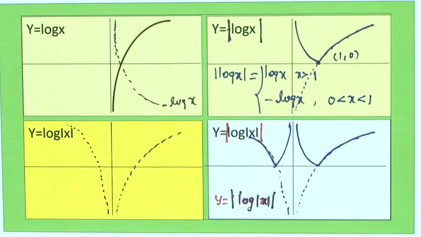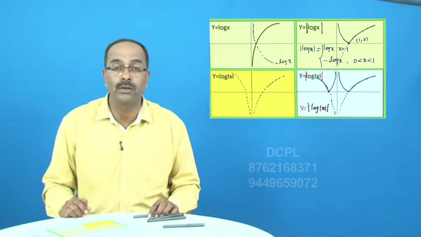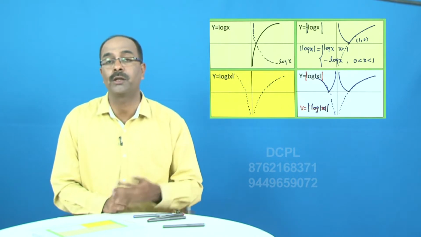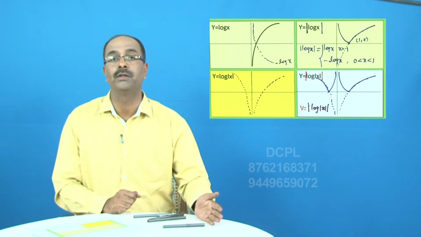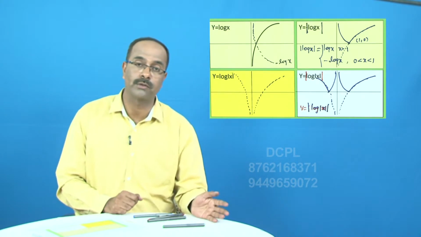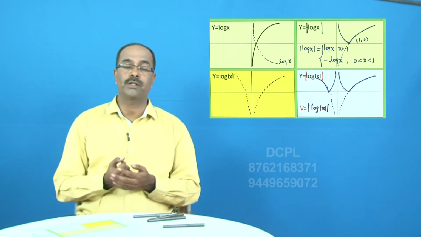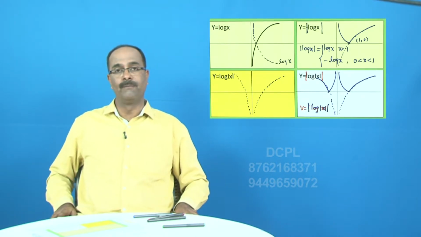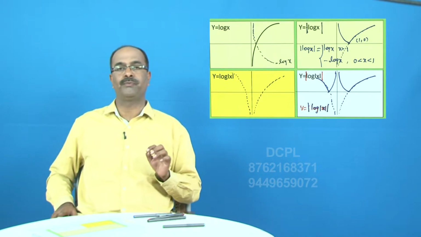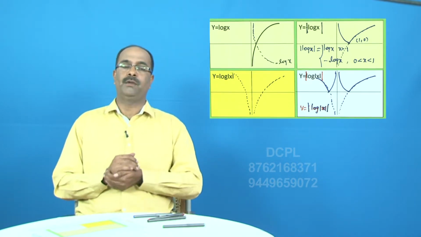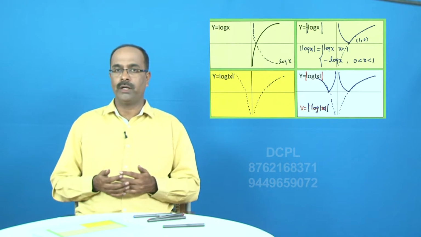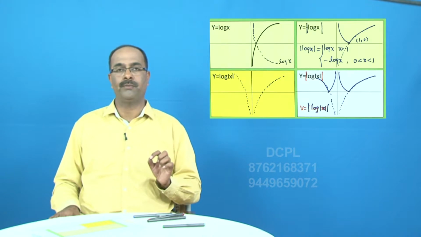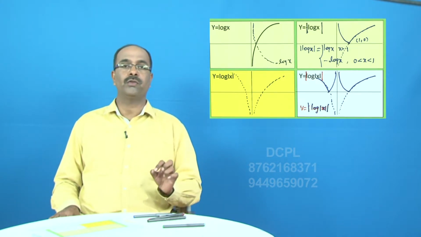Very, very interesting graphs, dear students. I hope you are understanding this, right? We have discussed e power x, e power minus x, minus e power x, e power mod x, e power minus mod x. And now we have discussed log x, log of minus x, log of mod x, mod log x, mod log mod x. Usually, dear students, you will get a question like this: log x is not defined if x is negative. Is log of minus x defined? That should not be a question for you from now onwards, dear students.